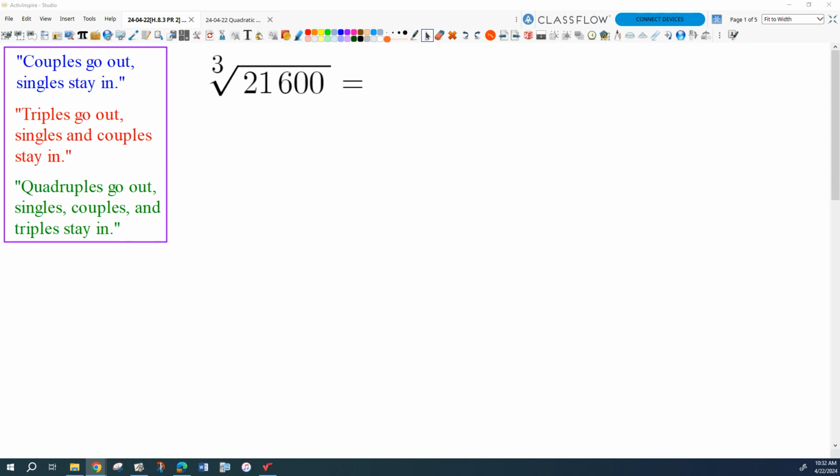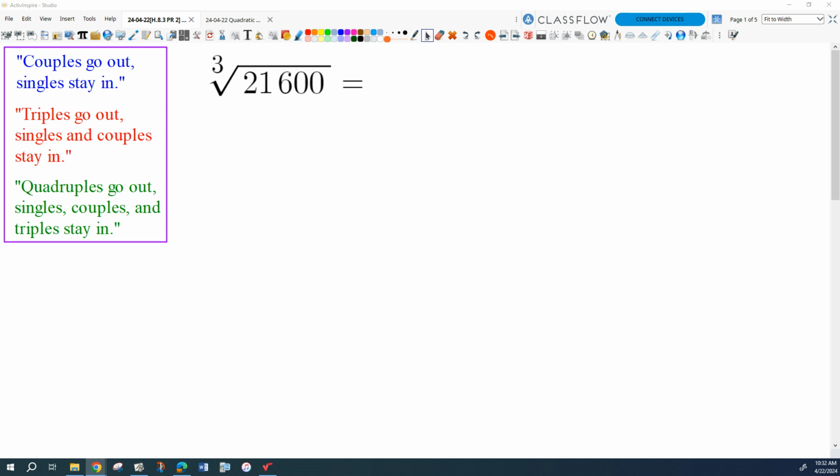So what are we going to do if it's a cube root? Triples go out, everybody else stays in, right? Triples go out, everybody else stays in. So singles and couples stay in. What if it's a fourth root? What would we do? Quadruples go out, and then everything else, singles, couples, and triples stay in, right? So you just extend the rule, but everything works the same.